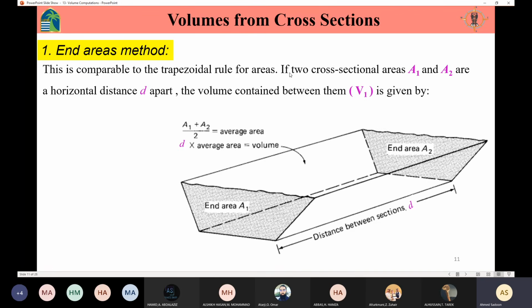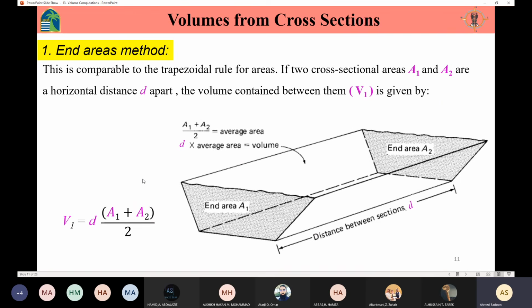So here, two cross-sectional areas, A1 and A2, are known to us. Assume we have this volume which needs to be determined, and we know the area 1, the end area here, and the end area there, and also we know the distance between the two sections. Then the volume is given by this formula. The volume for this land here is D, where D represents the distance between the two sections, times the average area. A1 is the area of one end, and A2 the area of the other end.